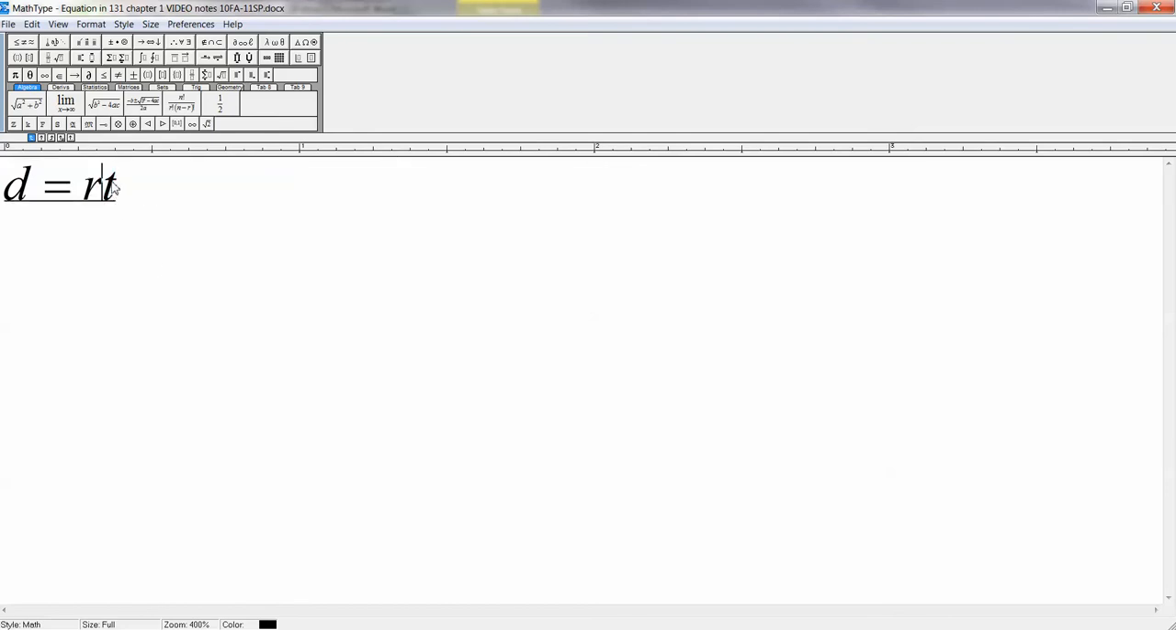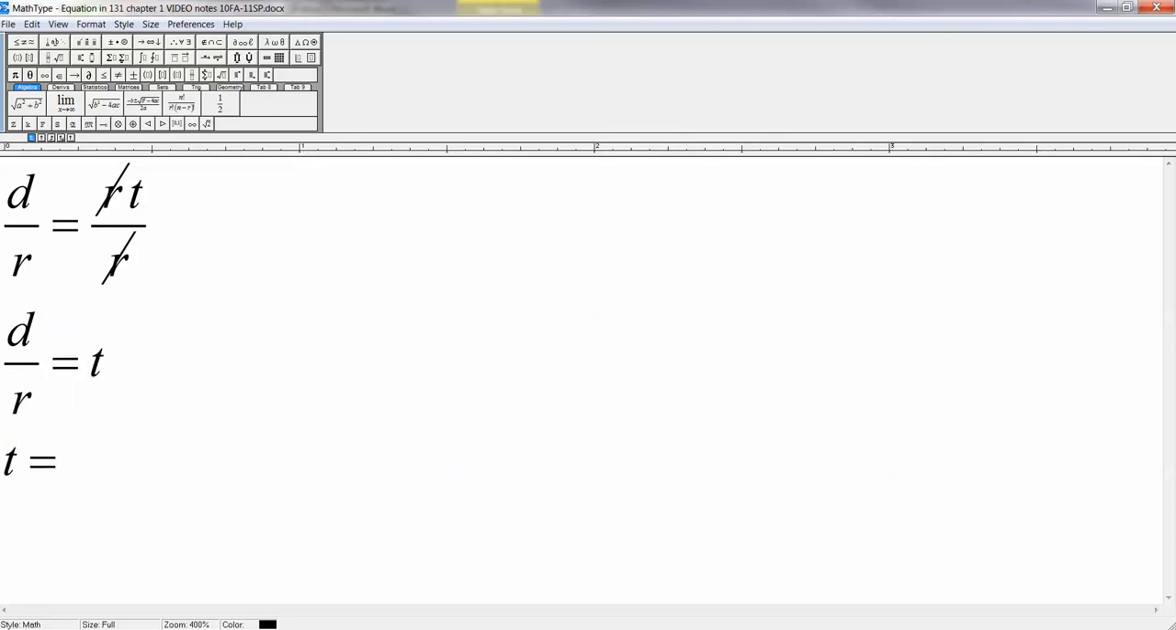So you want to ask yourself, okay, if I want t by itself, I want to get rid of the r, obviously. That operation right there in between the r and the t is multiplication. So your plan is to divide by r. But if you do it to the right-hand side, you got to do it to the left-hand side to keep everything fair and balanced, right? Not to quote any news organizations, but all right. So then, there we go. So then you get d over r is equal to t.